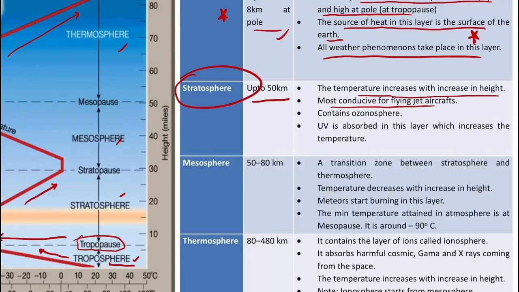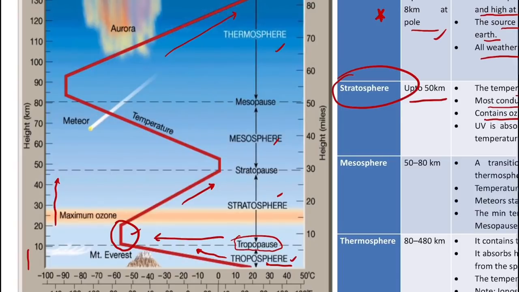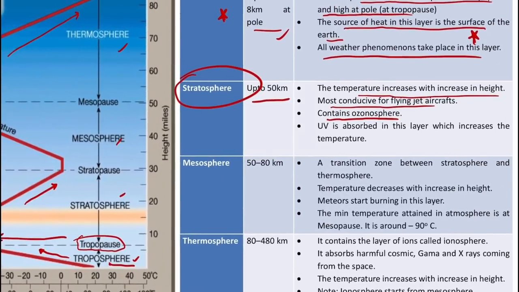The next important characteristic is the ozone layer or ozonosphere. The stratosphere contains the ozonosphere. You can see here, in the stratosphere there is ozone. We know the functioning of ozone: UV, that is ultraviolet rays, are absorbed in this layer. That's the reason it increases the temperature. In the troposphere, the source of heat is the surface of the earth, whereas the rapid increase in temperature in the stratosphere is because of the ozone and the UV absorption.